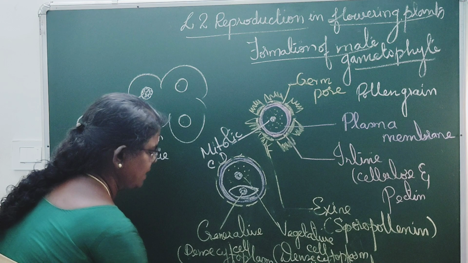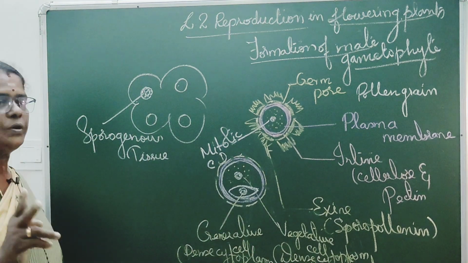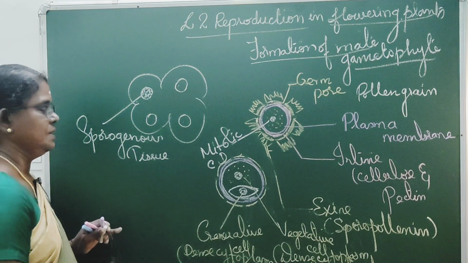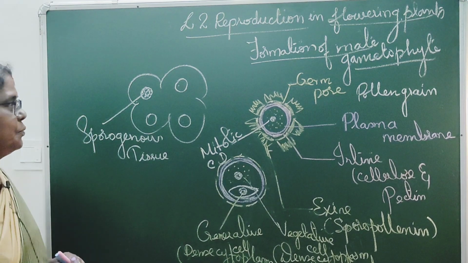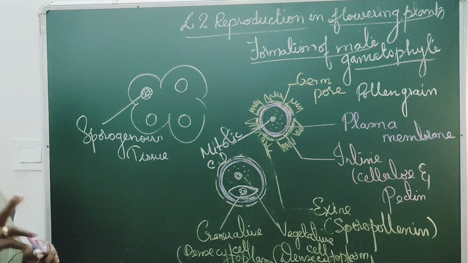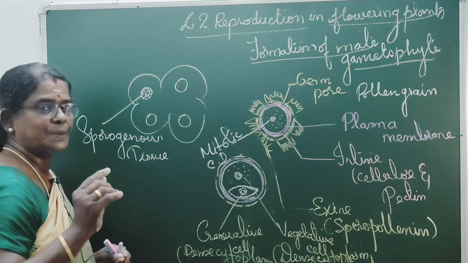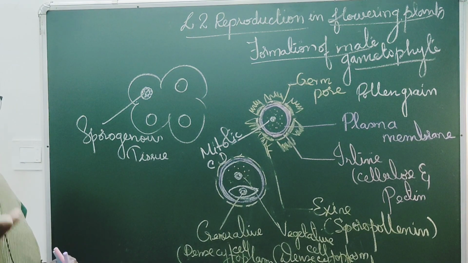Now you see, this cell is becoming a two-celled condition. In this condition, the pollen grain is transferred from anther to stigma in the two-celled condition. Mostly 60% of the pollen grains are transferred from anther to stigma in the two-celled condition.